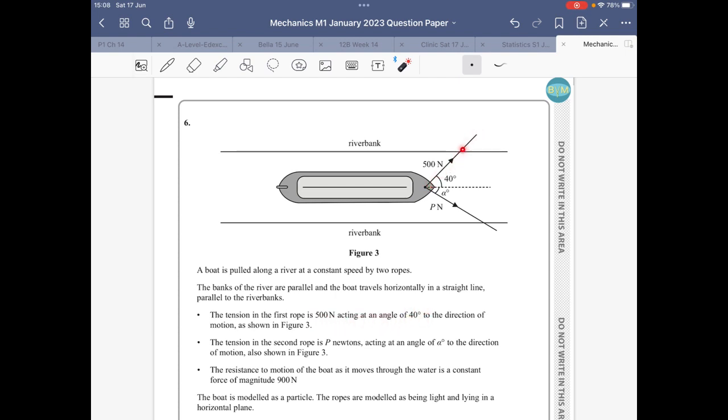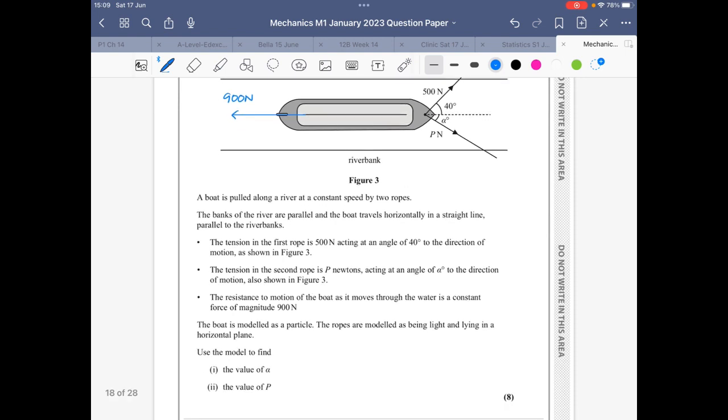So this is the rope, this is 500 newtons, and this is 40 degrees. The tension in the second rope is P newtons acting at an angle of alpha to the direction of the motion. So this is the second rope, this is tension P, and this is the angle. They say resistance to motion of the boat as it moves through the water is constant and is 900 newtons. So the boat is moving that way. I have a resistance to motion in this direction, so it's going to be 900 newtons in this way.